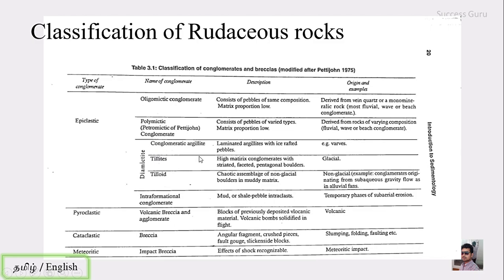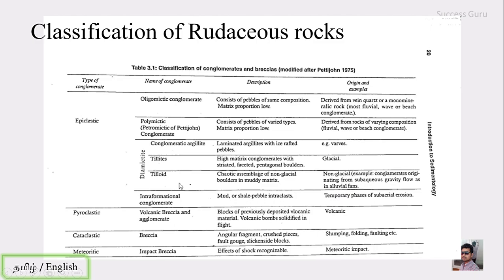Conglomeratic argillites are laminated argillite with ice-rafted pebbles, formed as varves. Tillites have high-matrix conglomerate with striated, faceted, pentagonal boulders, formed in a glacial origin. And tilloids are a chaotic assemblage of non-glacial boulders in a muddy matrix, formed in non-glacial environments, like subaqueous gravity flow of an alluvial fan, where you can expect this type of tilloid deposit.